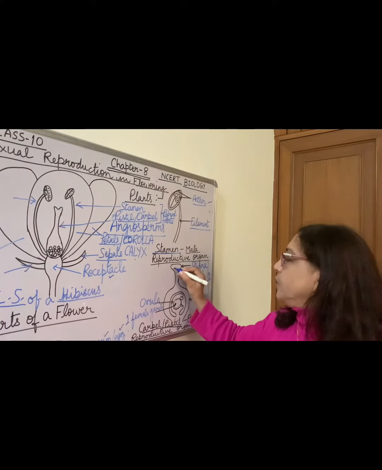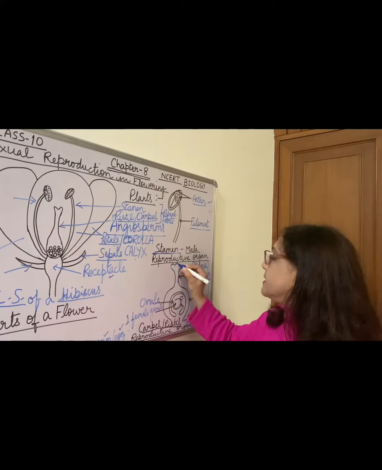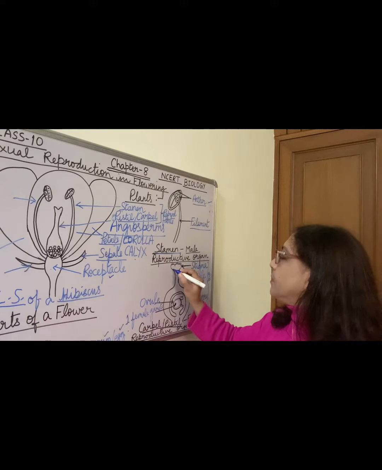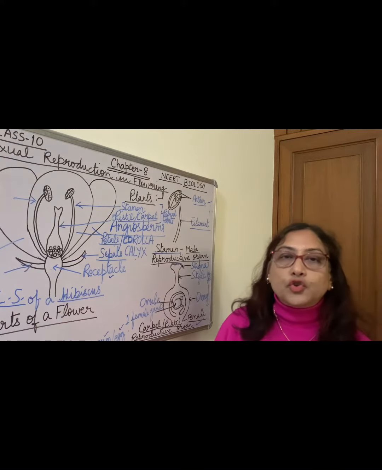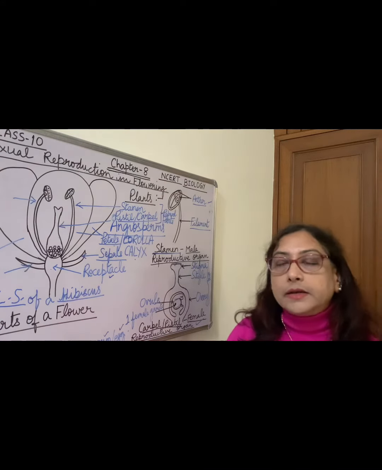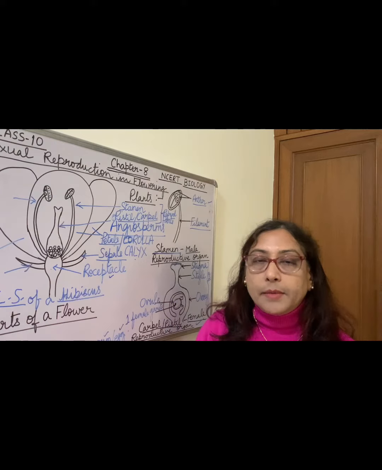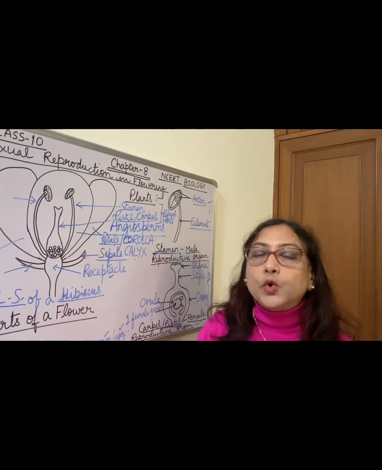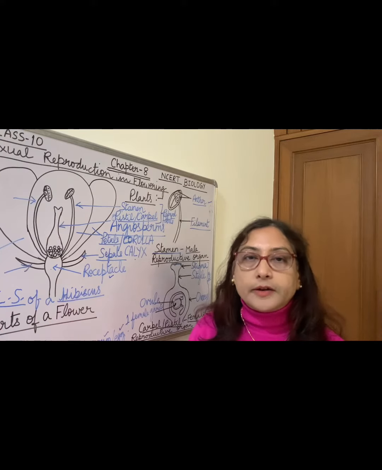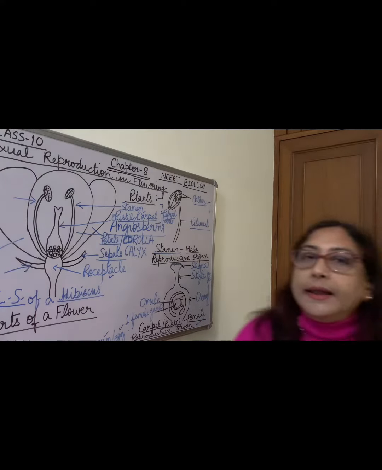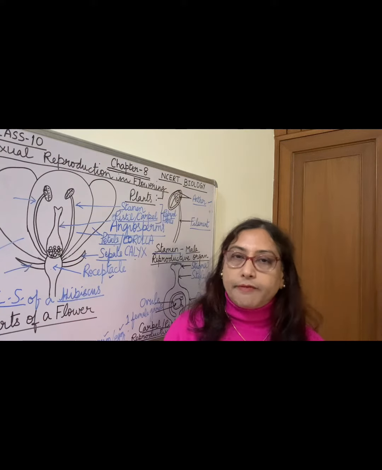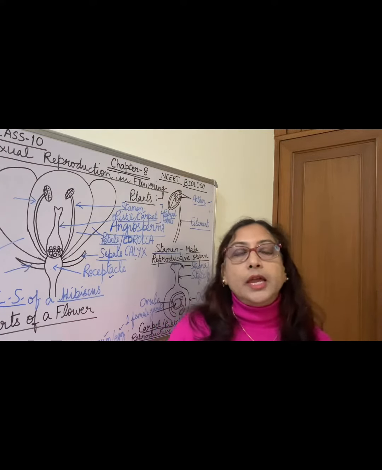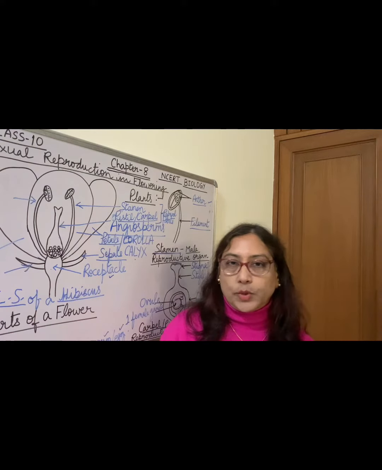And let me also tell you that this stigma is sticky. Why is this stigma sticky? This stigma is sticky so that the pollen grains may stick to it at the time of pollination, which will be useful later on in fertilization. Depending on the number of sex organs present, flowers can be unisexual or bisexual.